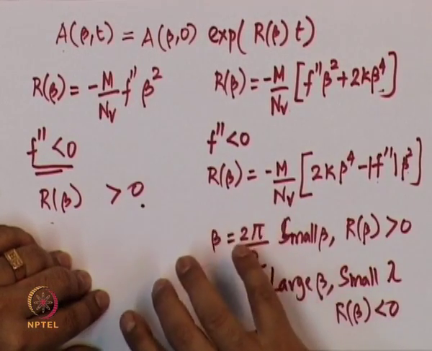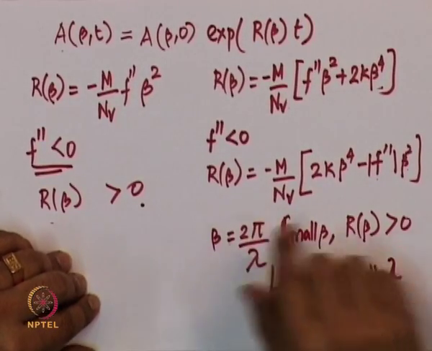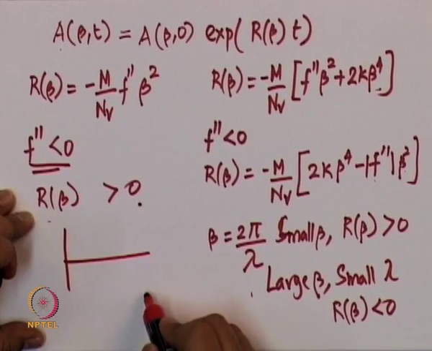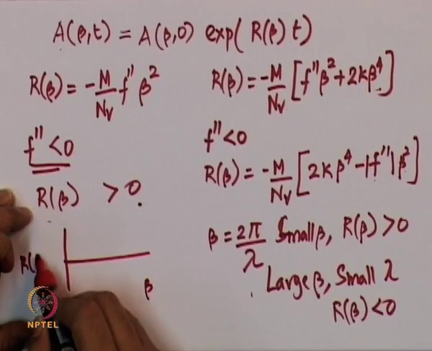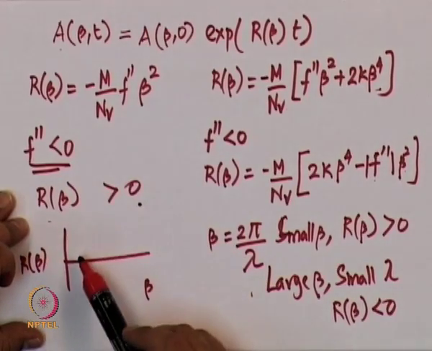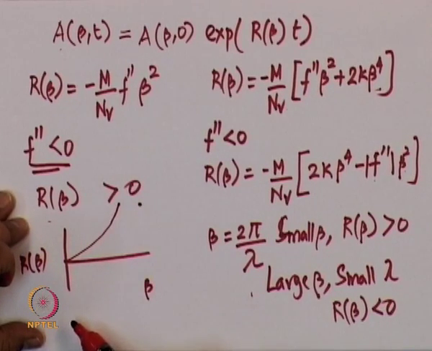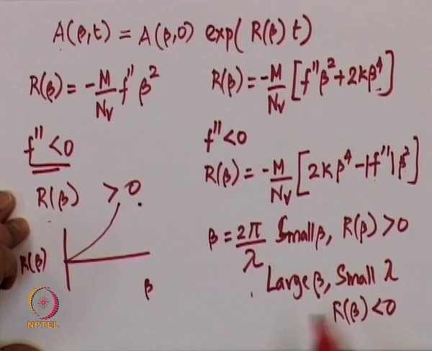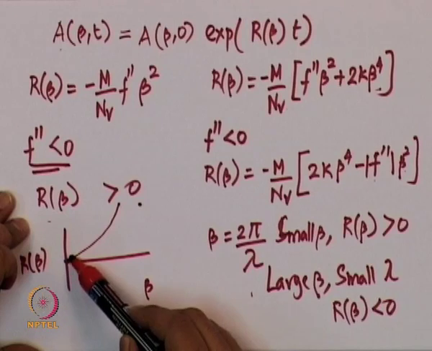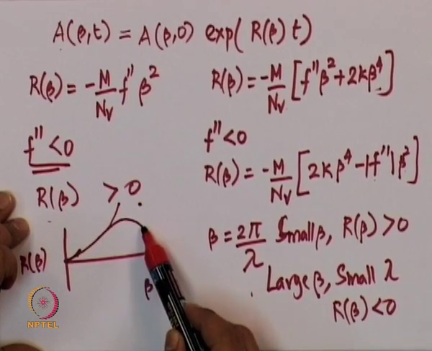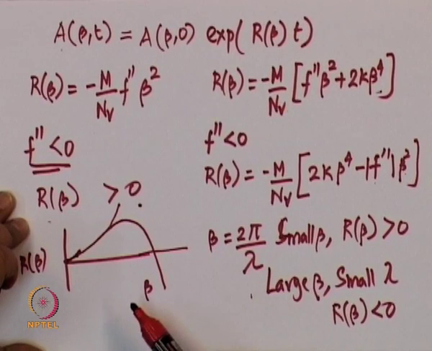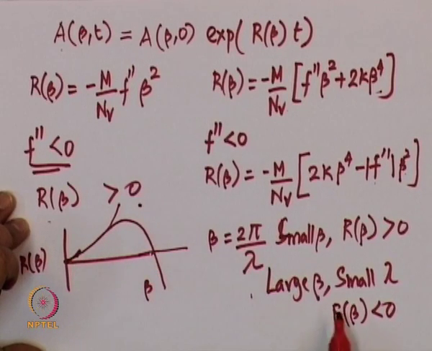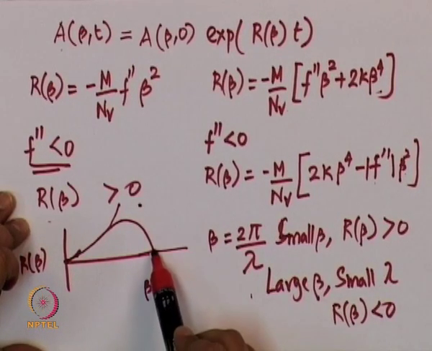If you plot this, you will find it goes like this. In the case of diffusion, if you are looking at beta versus R of beta, R of beta is positive for all beta, so it will go like that. But in this case, when you have a large beta, R of beta is negative, so you are going to have a curve which is going to be like that. For very small beta it is positive, so it will grow, and a large beta, which corresponds to small lambda, is going to be negative.